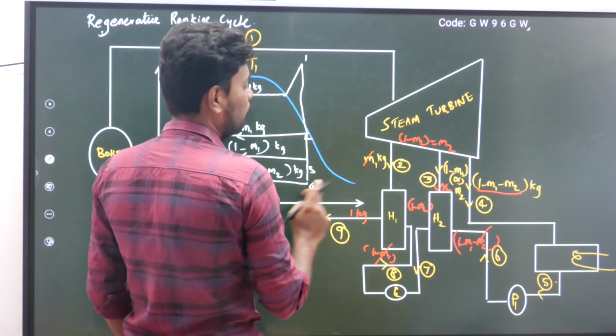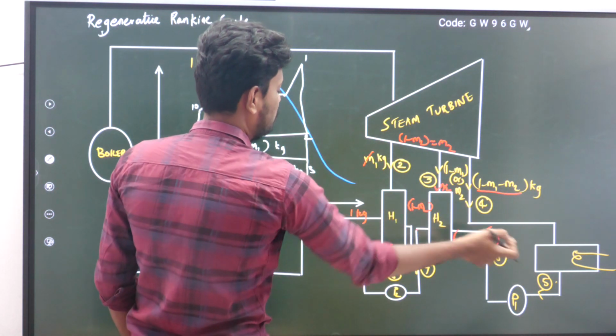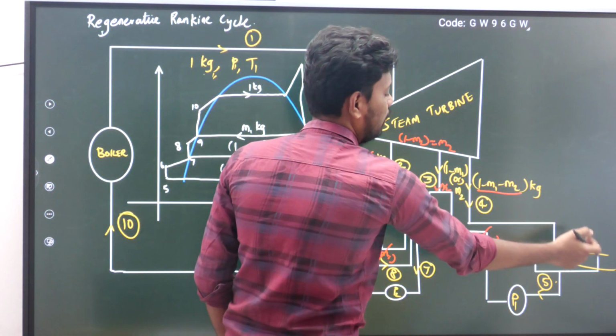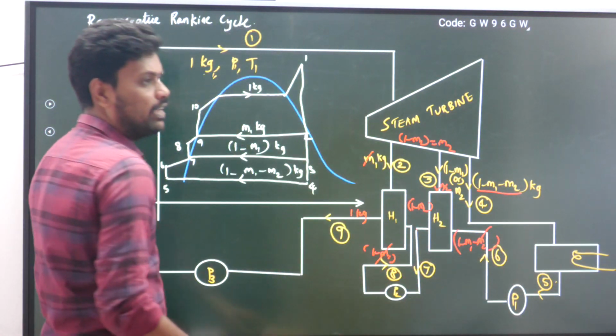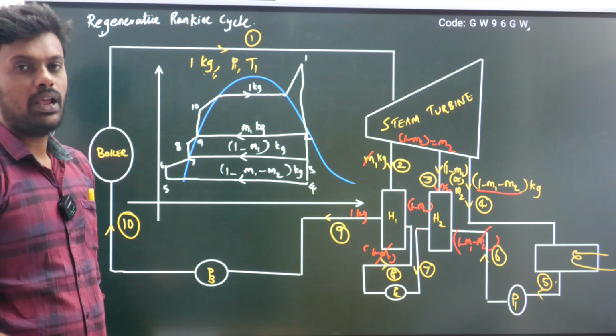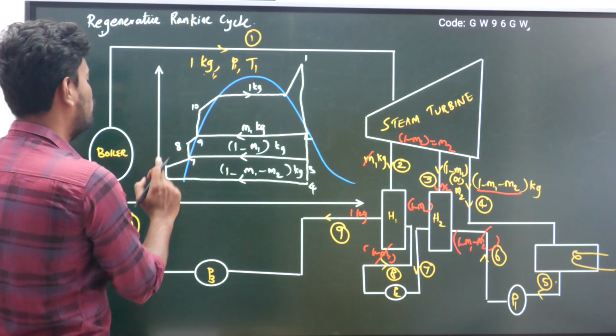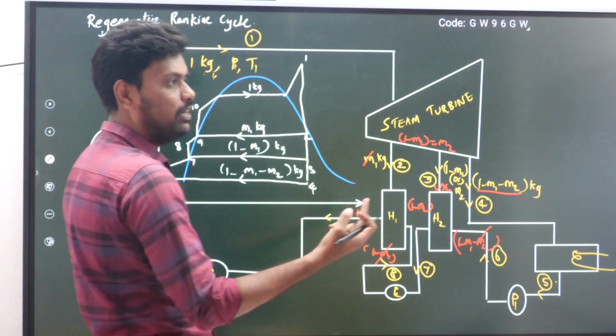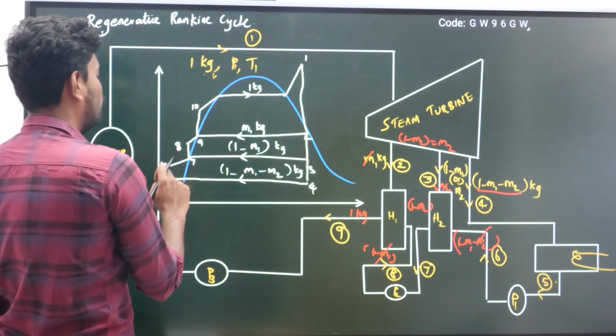Next, 4 to 5 is constant pressure heat rejection happening in the condenser. Then 5 to 6, as we have already assumed in the pump, the process is isentropic compression. Then 6 to 7, what is happening? I am adding some heat, so that the temperature is increasing from 6 to 7.